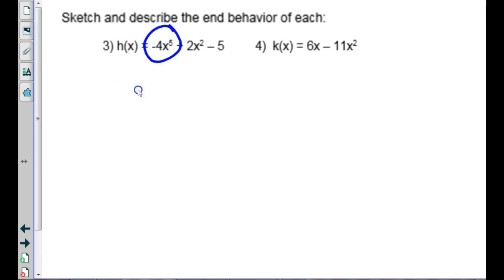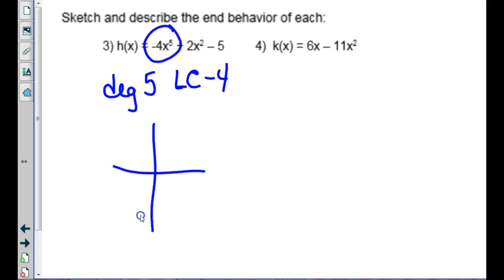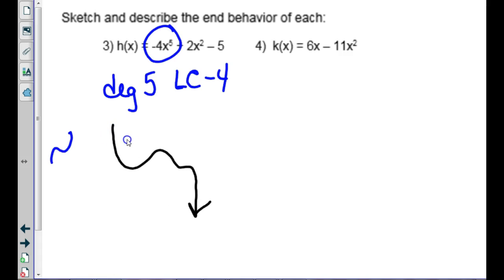a negative leading coefficient, it's degree 5, leading coefficient -4. So where should it be coming from on the left? From the top, because it's odd degree, so normally it would go like this. It's negative, so it's going to flip over. Now, it might be doing some loop-de-loop stuff, and I said I wasn't even going to draw this. I was just going to draw, it's going to start from the left, do something, and go down on the right.